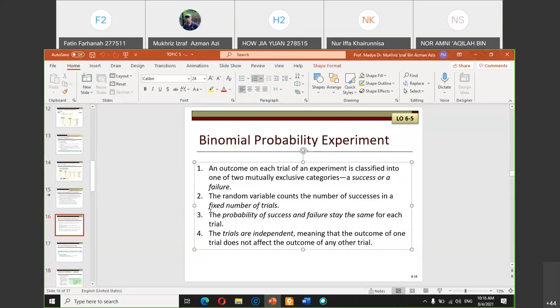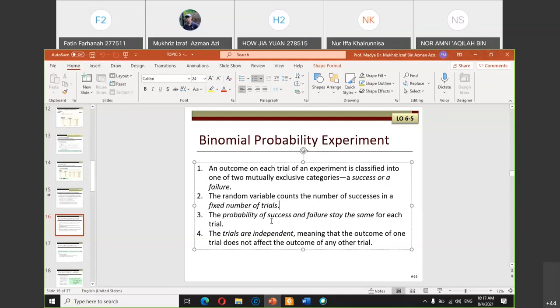You want to get a hit. So no matter what, you will only stop the process or the experiment until you get 3 hits. Okay, so that's not how it works. Under binomial distribution, you must set how many times you want to perform the experiment: 10 times, 20 times.